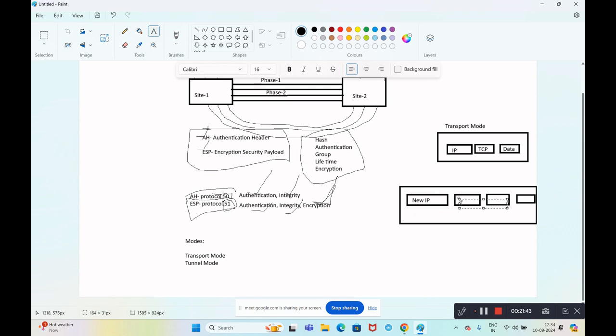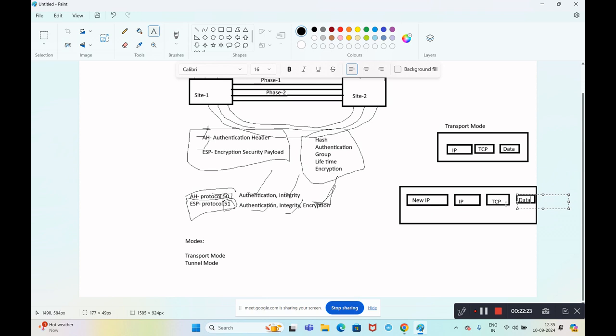It will secure the original IP packet which is exchanged between site 1 and site 2. Whenever it is going into the cloud or the internet, it won't be visible to the hackers or the users sitting on the internet and trying to grab this IP information. It will have only the new IP header, which has the public IP addresses. They will know the public IP address, but not the private IP address.